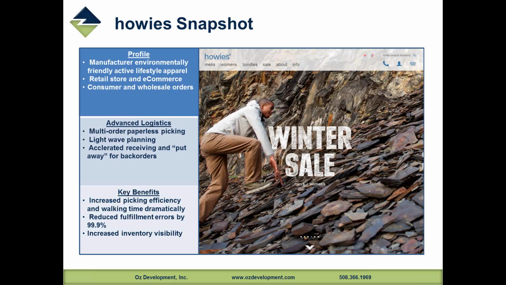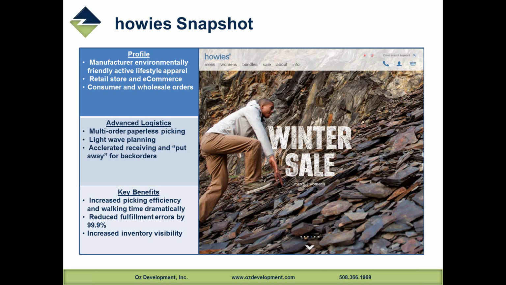So the second customer here is Howies. They're a UK-based manufacturer of active, environmentally friendly apparel. They're very focused on that sort of brand and keeping environmentally conscious in terms of reducing their footprint.